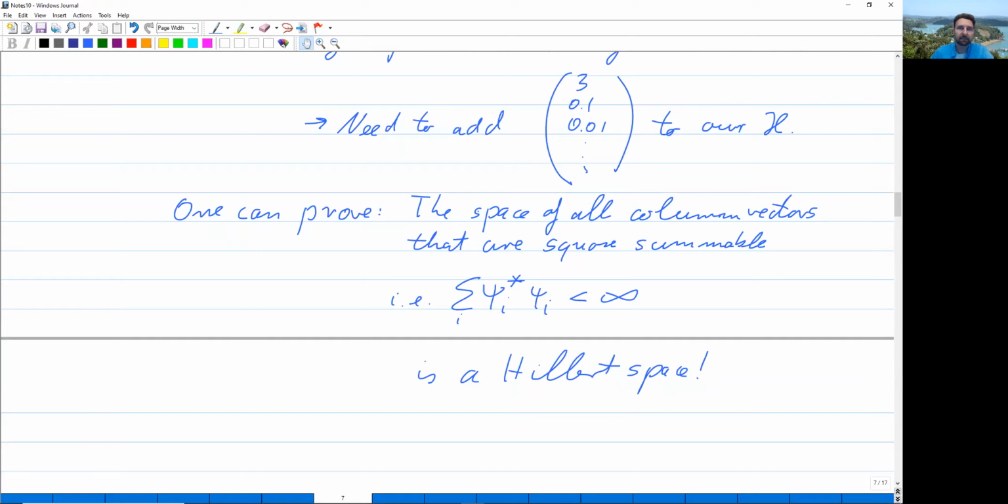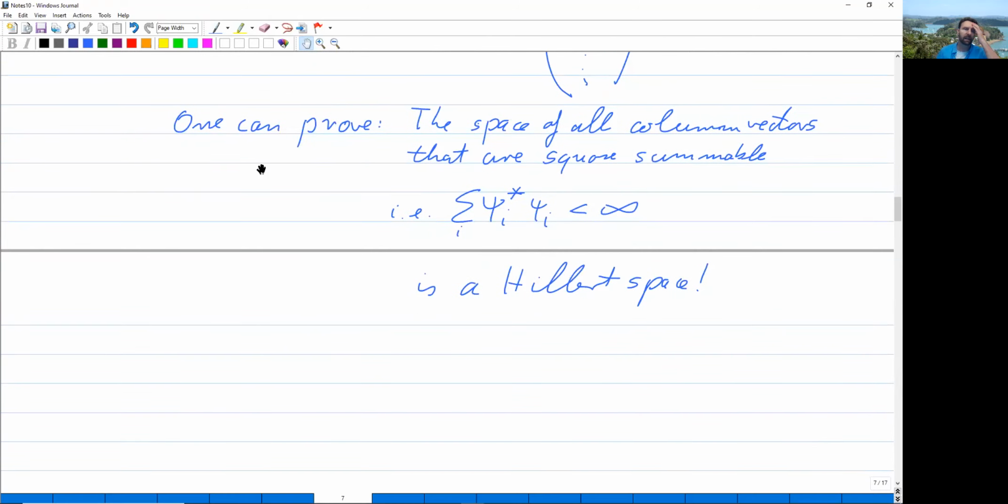And that means, technically speaking, that whenever we have convergence in the intuitive sense, namely that the entries get arbitrarily close to each other, then we actually have a vector towards which this sequence is convergent. This vector space, this Hilbert space, has a name.